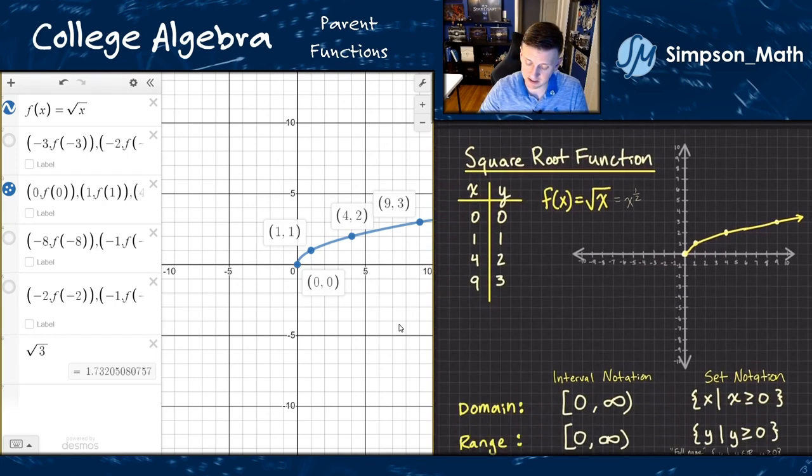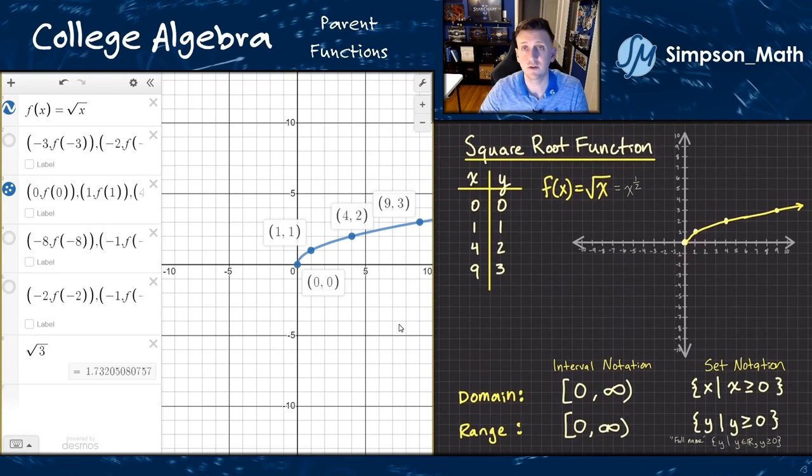All right, so there is the parent function for the square roots. Make sure to know it by name, by table, its picture, and then its equation.